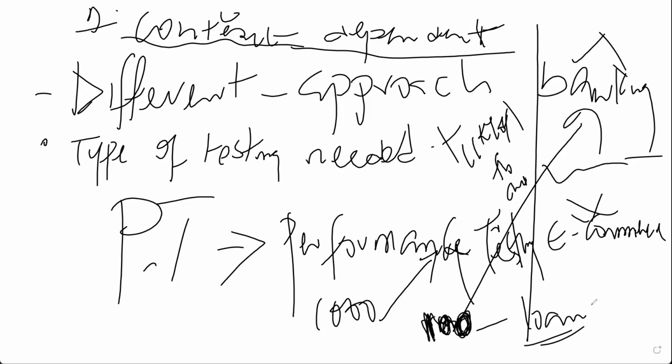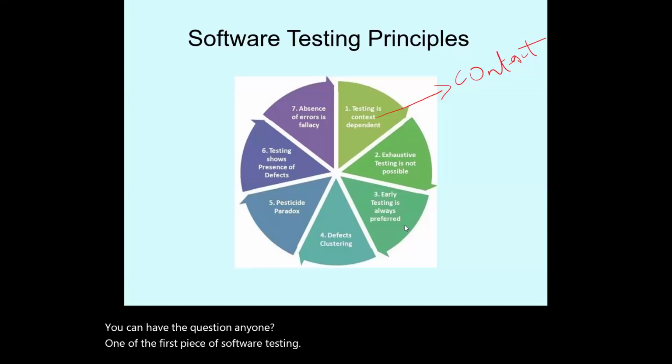Does anyone have a question? One of the first principles of software testing. So I want to ask concerning context dependent. With respect, do we use automation testing if the application is going to be evolving? Yes, if they need automation, if it's needed.